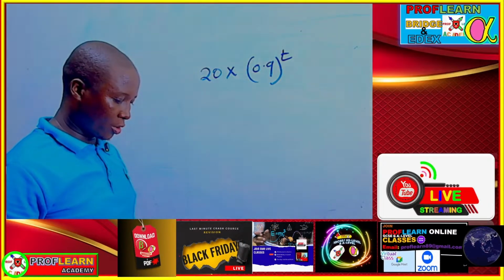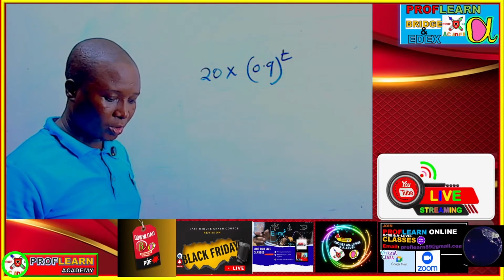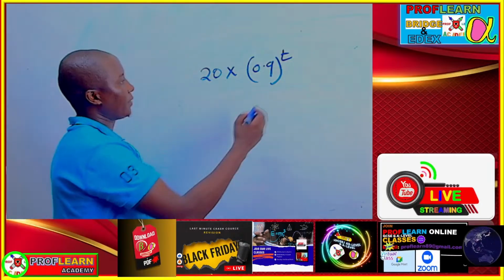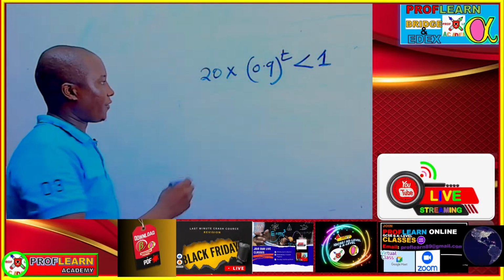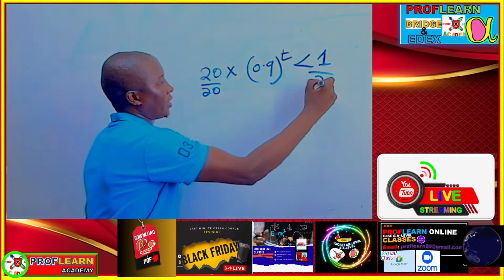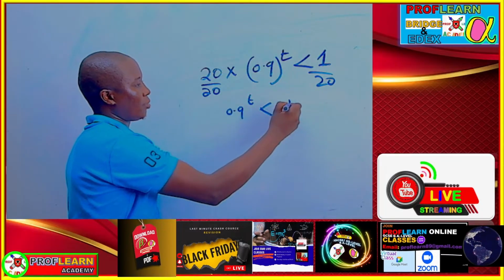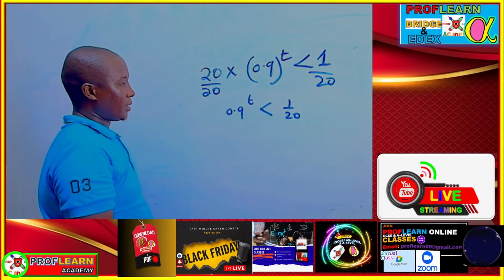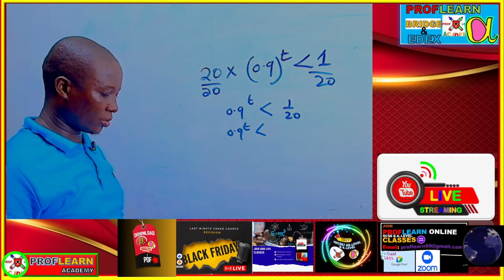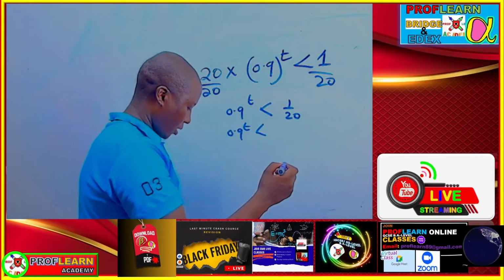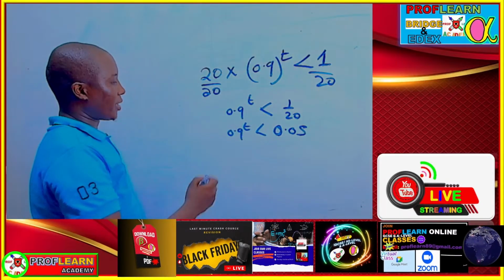So after a period of what are we going to have mass remaining less than 1? We can divide by 20. So this is going to be 0.9 to the power t is less than 1 over 20. If we divide 1 by 20, this is going to translate to 0.05. We have 0.05 here.